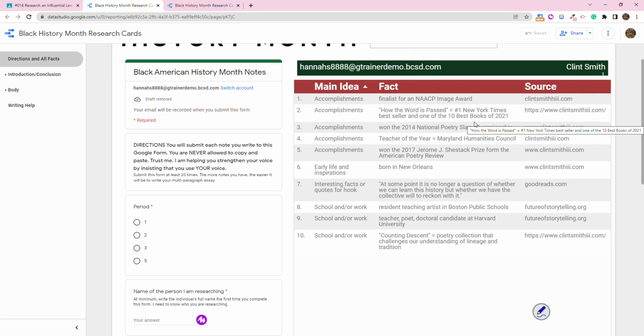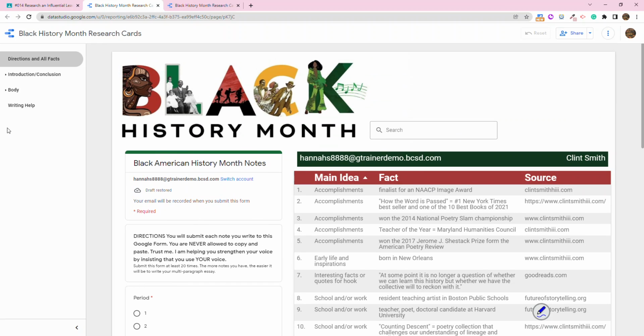How many of you guys have at least 10 notes? 10. And how many of you guys have 2? If you have 2, there is a problem. You're going to notice that it automatically sorts your information by main idea. If you wrote information under interesting facts or conclusions, that's going under introduction and conclusion.